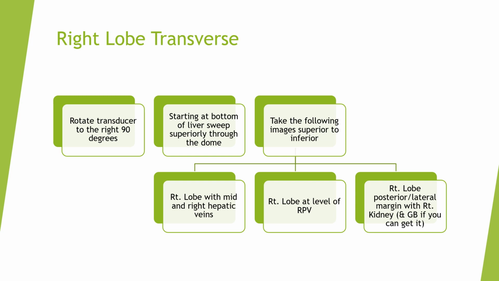You need the right lobe at the level of the right portal vein, preferably somewhere between the anterior and posterior, but you should see at least one of them in your picture. And then you want the right lobe posterolateral margin with the right kidney and the gallbladder if you can get it. Let's take a look at those.